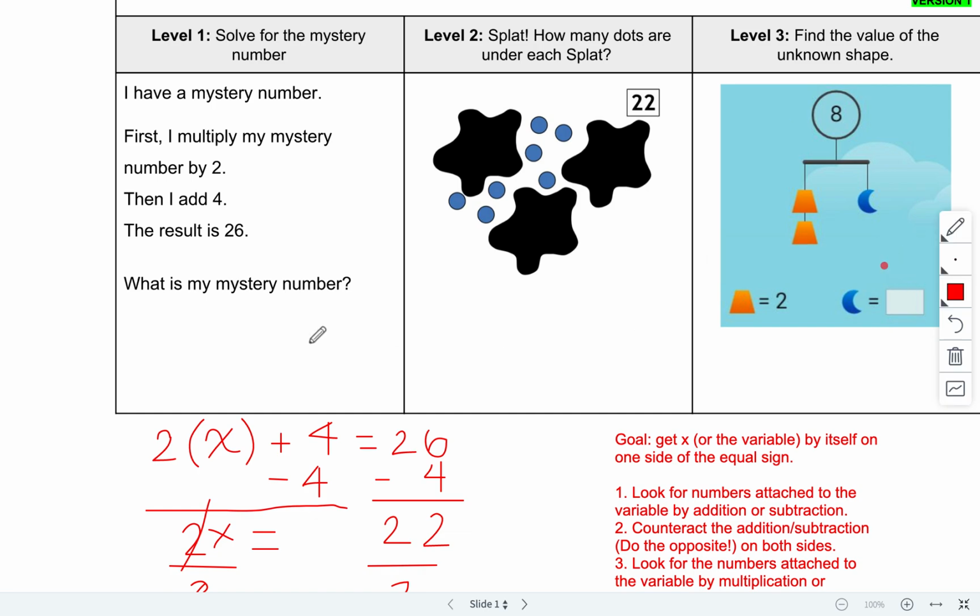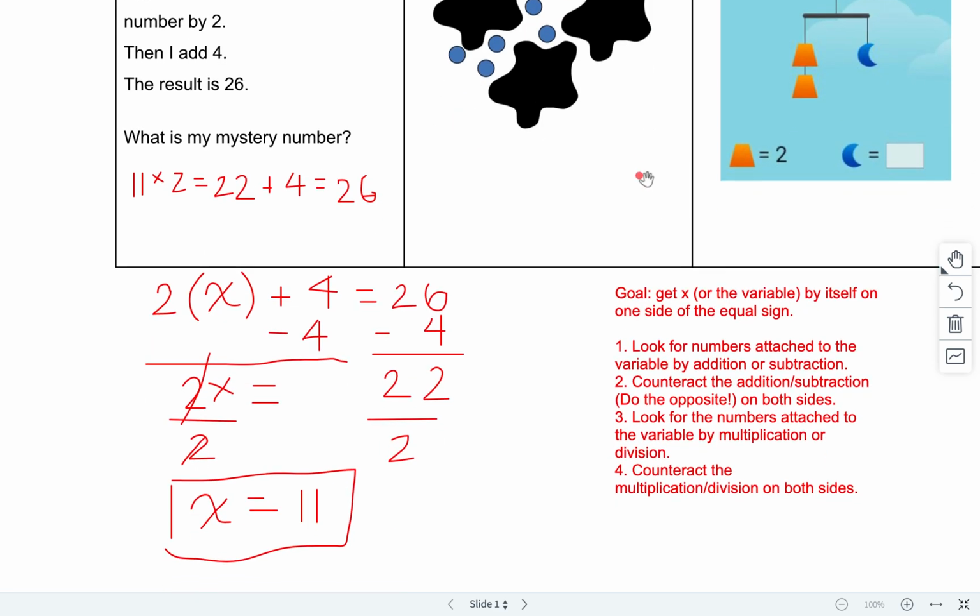So let's check. If our mystery number is 11, and then we multiply that by 2, which is this step right here, then we get 22, and then we add 4, and that gives us our result, 26. And that's not a very pretty 6, but that just confirms that our mystery number truly is 11. So take a moment to look over this before we move on to the next question.